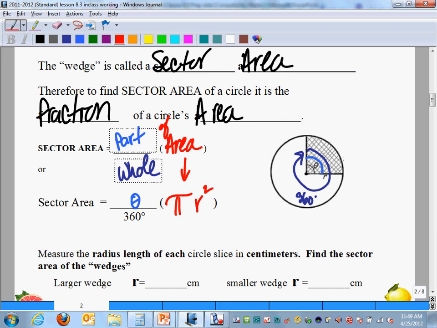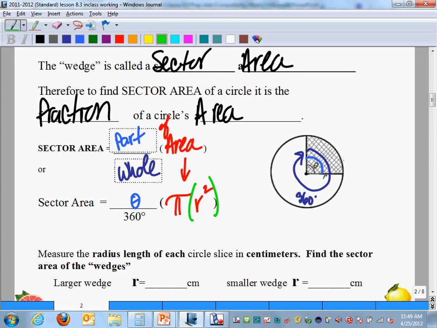Now, put parentheses around the r, please. It's really, really important when you work with this equation that you only square the radius. Only square the radius. The most common mistake students make in their calculators is they'll do that degree times pi times the radius, and then they square everything on the top.